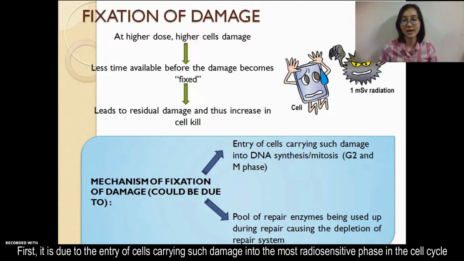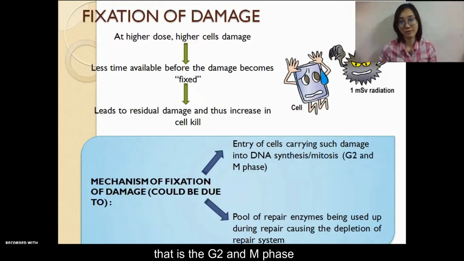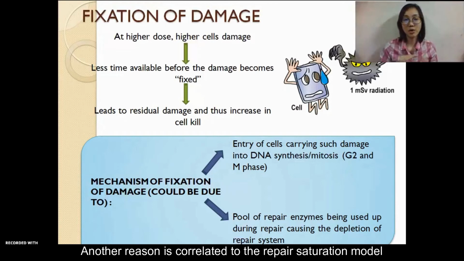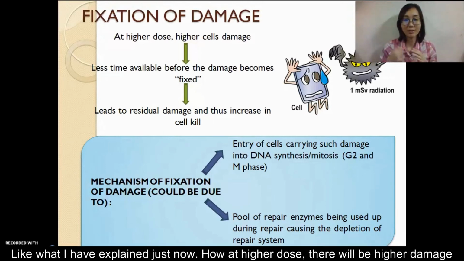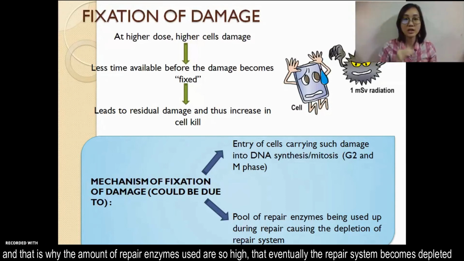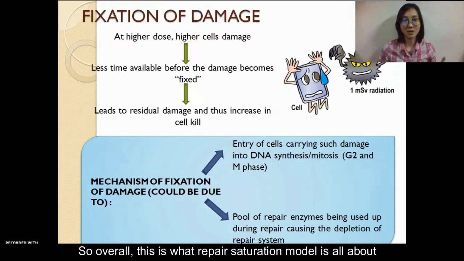First is due to the entry of cells carrying such damage into the most radiosensitive phase of the cell cycle, that is the G2 and M phase. Another reason is correlated to the repair saturation model, which is that the pool of repair enzymes is being used up, causing the depletion of this repair system. Like what I explained just now, at higher dose there will be higher damage, and that's why the amount of repair enzymes used is so high that eventually the repair system becomes depleted. So overall, this is what the repair saturation model is all about. Thank you.